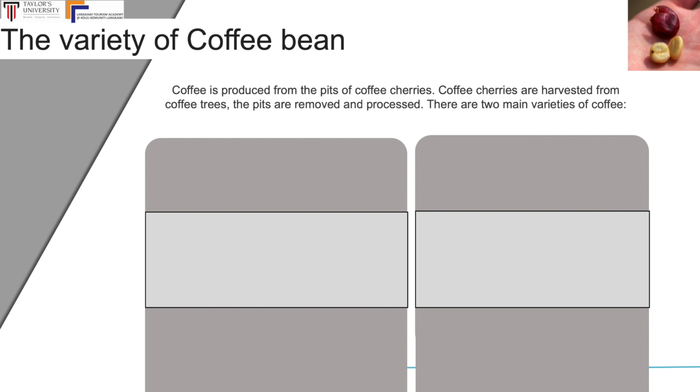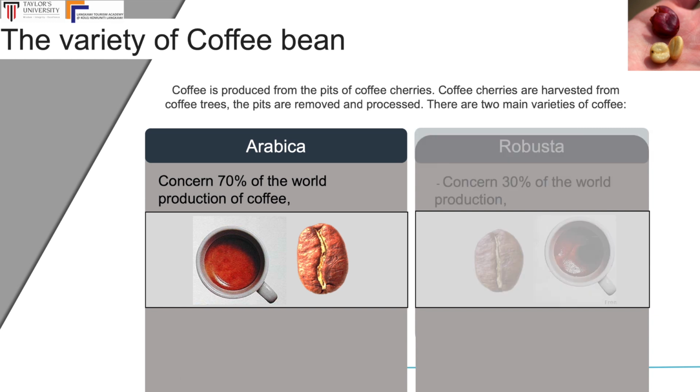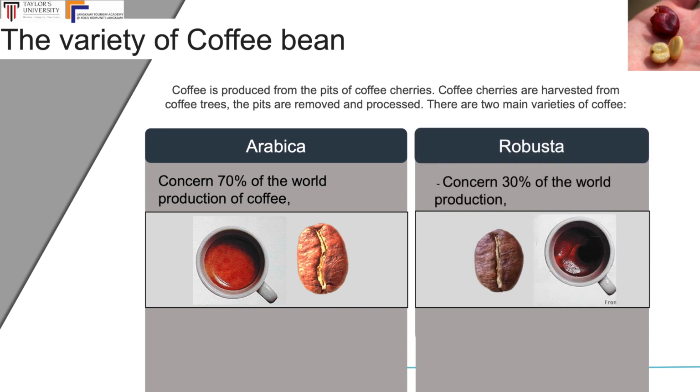There are 2 main varieties of coffee. The first one, and the most famous, Arabica, which represents 70% of the world production of coffee, and the second one, called Robusta, representing 30% of the world's production.